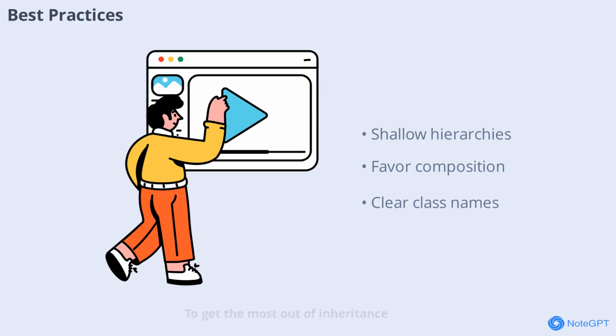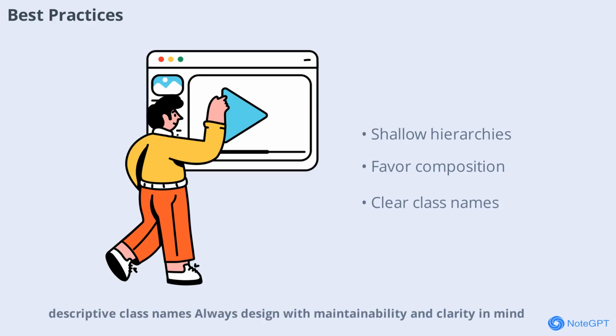To get the most out of inheritance, follow best practices like keeping hierarchy shallow, favoring composition over inheritance when possible, and using clear, descriptive class names. Always design with maintainability and clarity in mind. These practices help ensure your code remains robust and easy to work with as your project grows.